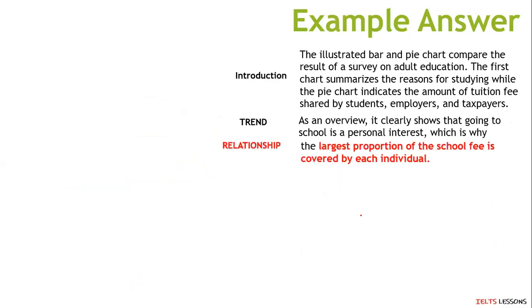For the introduction, I think that's quite easy, all right? It says the illustrated bar and pie chart compare the results of a survey on adult education. The first chart summarizes the reasons for studying, while the pie chart indicates the amount of tuition fee shared by students, employers, and taxpayers. Okay, as an overview, it clearly shows that going to school is a personal interest, interest in the subject. So it's personal interest, which is why the largest proportion of the school fee is covered by each individual. So that is why we have here a relationship, all right?